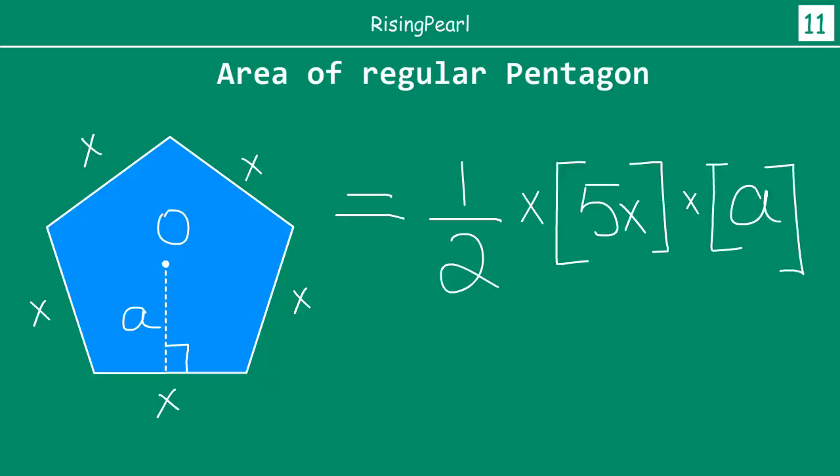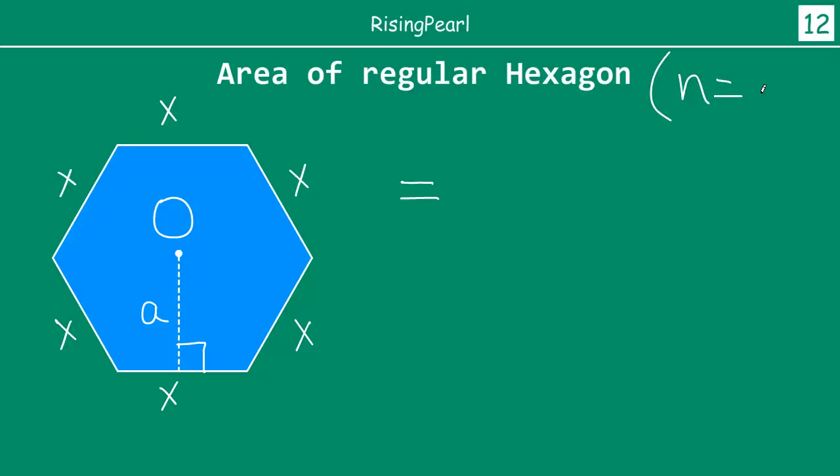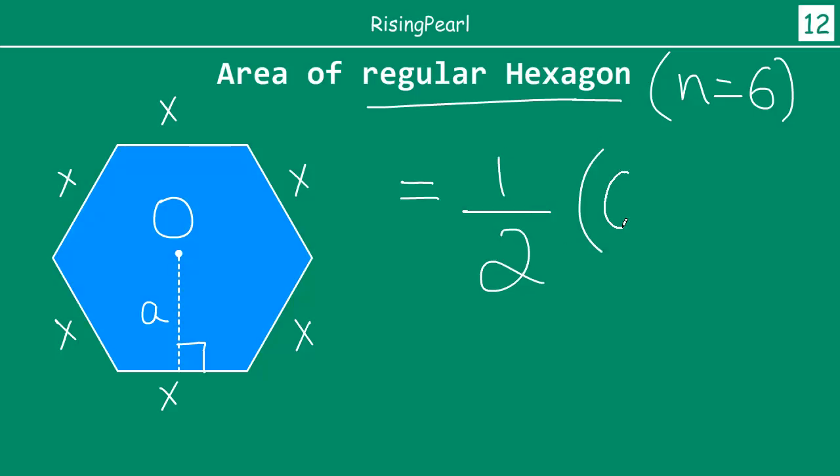Similarly, friends, if you have a hexagon, the area will be as follows. This is the center of the hexagon. If we drop a perpendicular, and this measure is a, and each of the sides is x units, a hexagon has n equal to 6 sides. Because it's a regular hexagon, all of these are equal. So the area will be half times 6x, where x is the measure of each side, times a, which is the perpendicular distance from the center to any one of the sides.